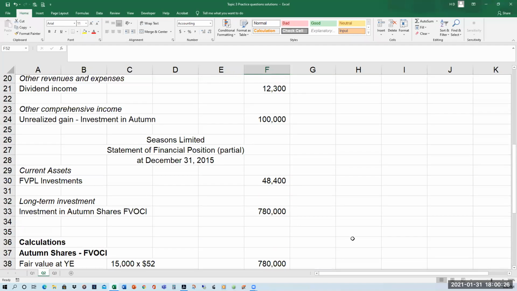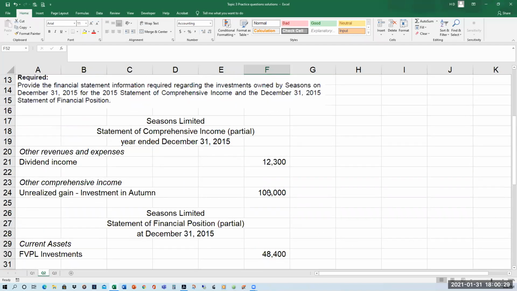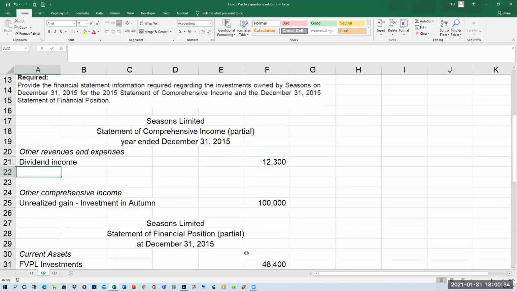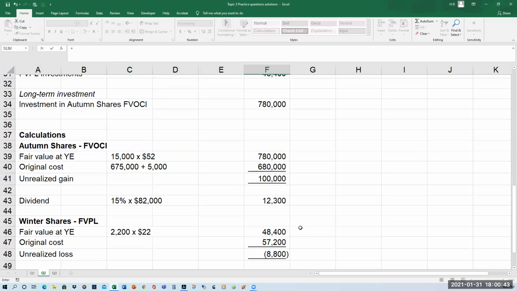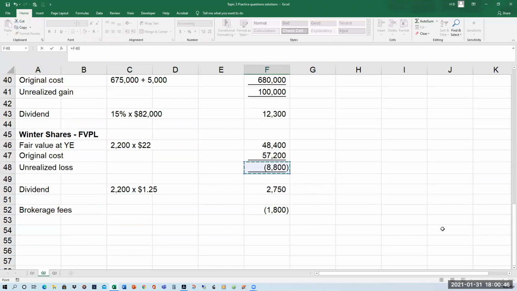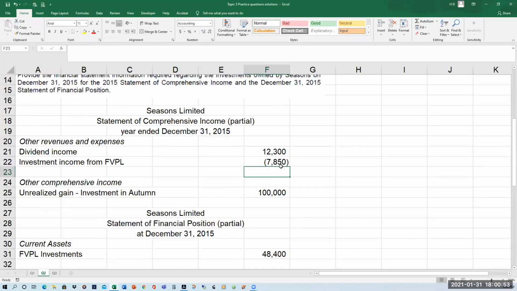So for Winter shares, rather than reporting each of these numbers separately, we'll just report investment income from FVPL. And that will be the sum of the unrealized loss, the dividend, and the brokerage fees. So that's negative $7,850. We could have reported this as three separate lines, but there's nothing to gain there.